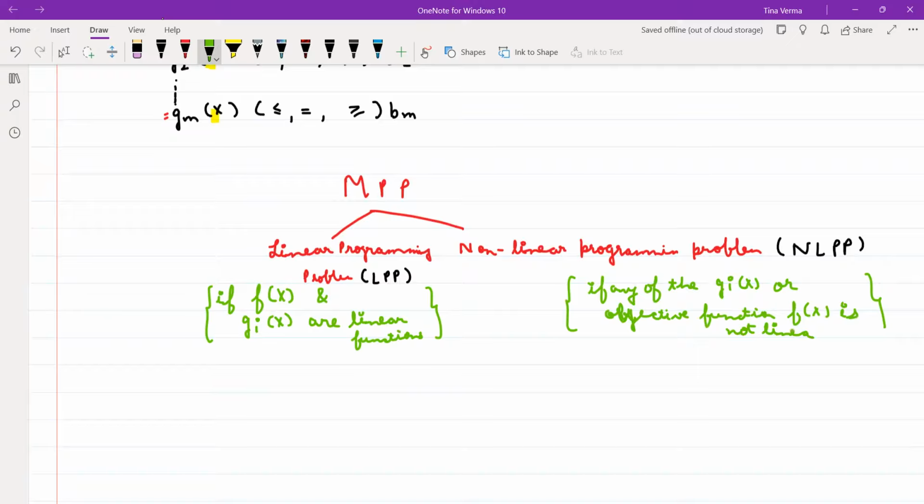Even if all the other constraints are linear and only your objective function is non-linear, then you call that mathematical programming problem a non-linear programming problem. Is it clear?